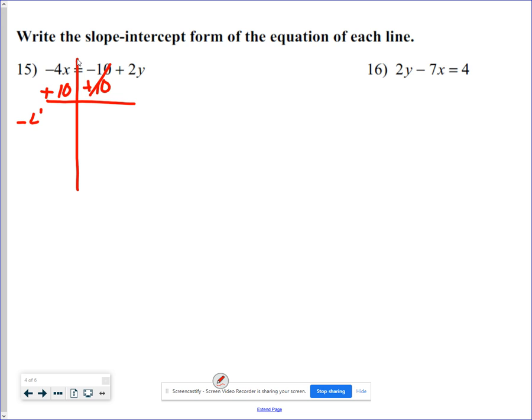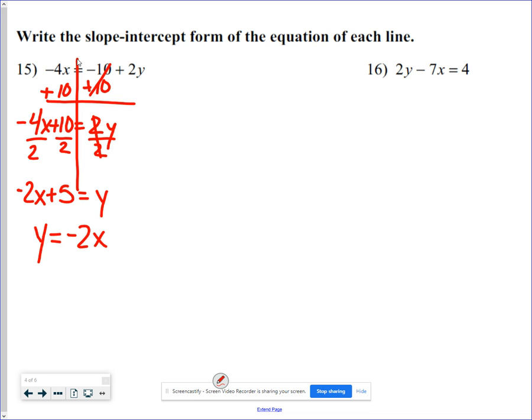So I'll have negative 4x plus 10 equals 2y. But I don't want 2y. I just want y. So I would want to divide, divide, divide. So I get negative 2x plus 5 equals y. And then, we want to put that y first.